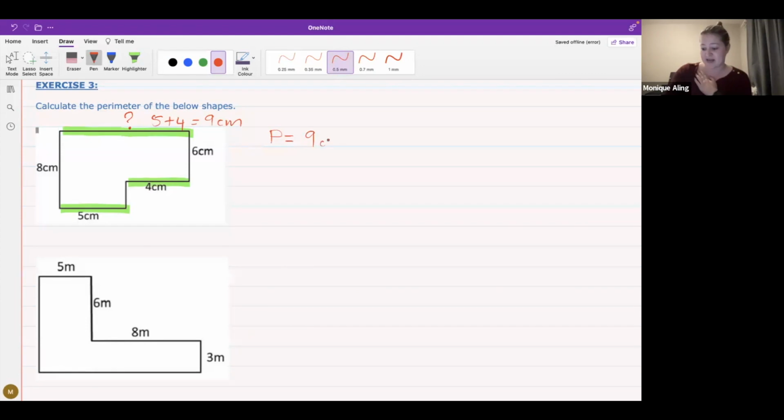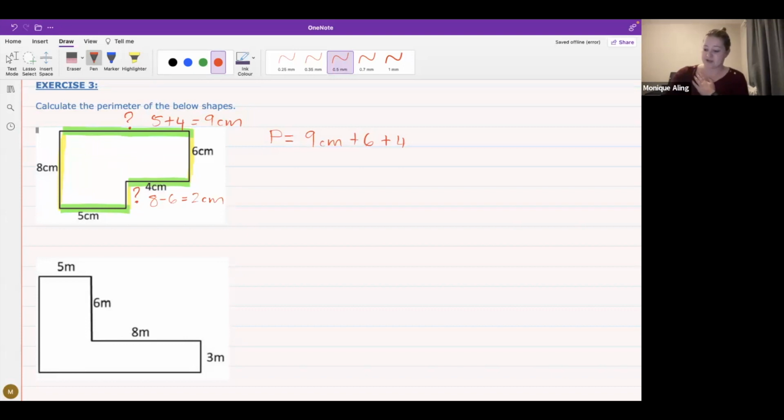So I'm going to start with the side I just worked out. 9 centimeters plus 6 plus 4. Oh, I see we're missing another side here. We know that this full side is 8 centimeters. From here to here is 6. So that means this little stretch is going to be 8 minus 6, which is 2 centimeters.